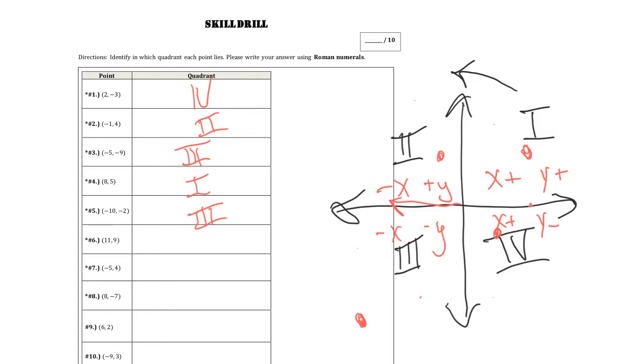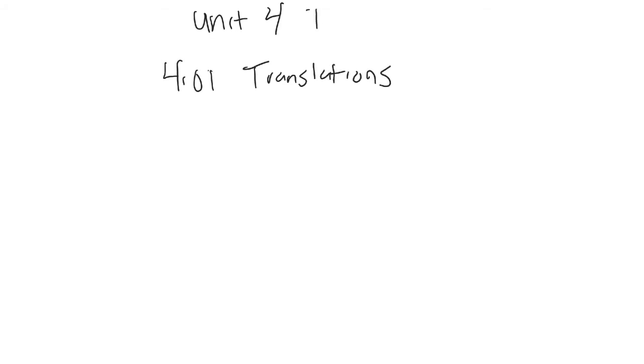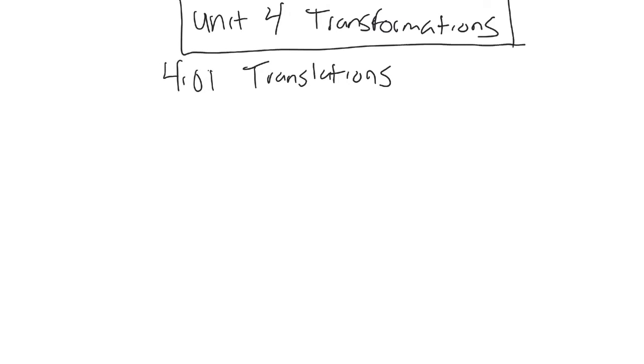I'm going to go over to the notebook. Open up a new page in your notebook for a new unit. So this is unit 4. I'm not in my notebook right now, but you write yours in your notebook. And 4.01 is going to be on translations. Unit 4 is going to be about transformations. And our first lesson is on translations.